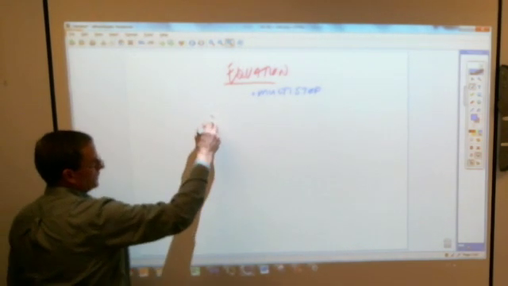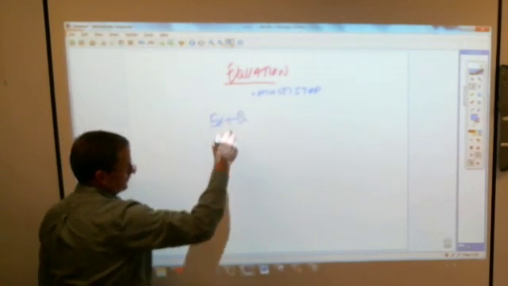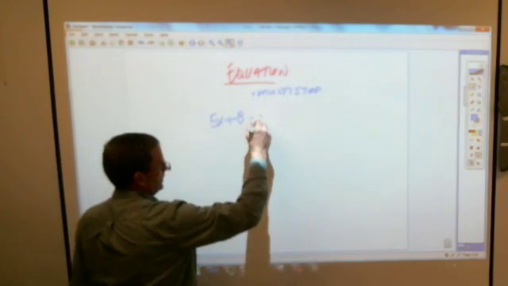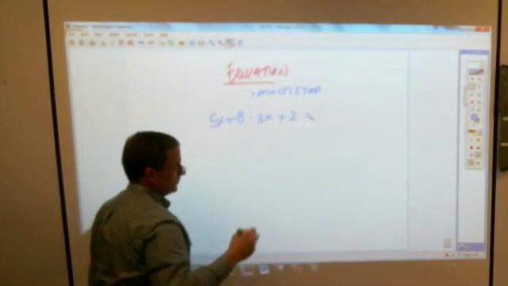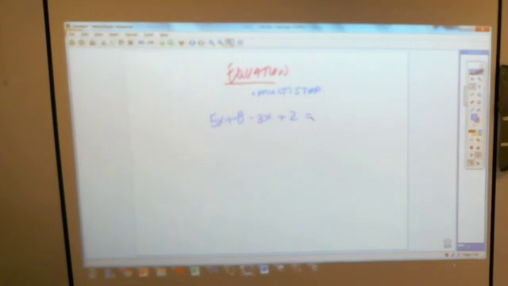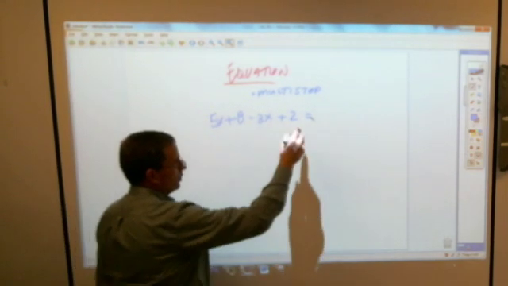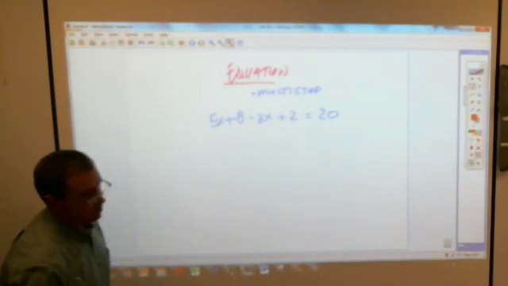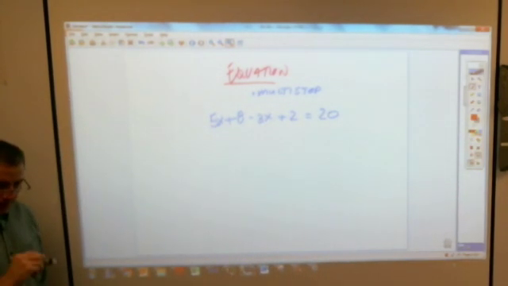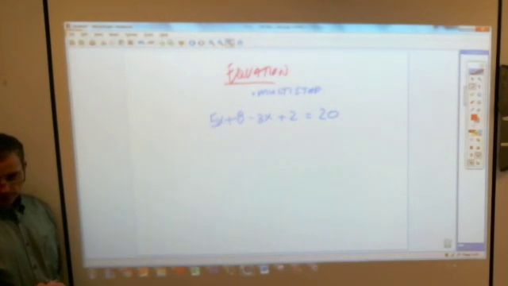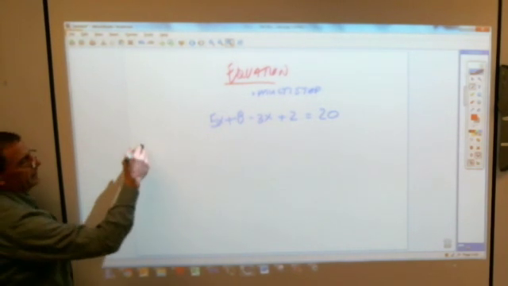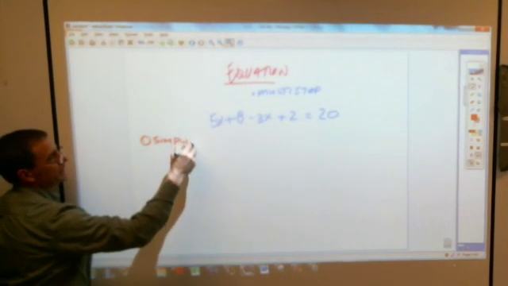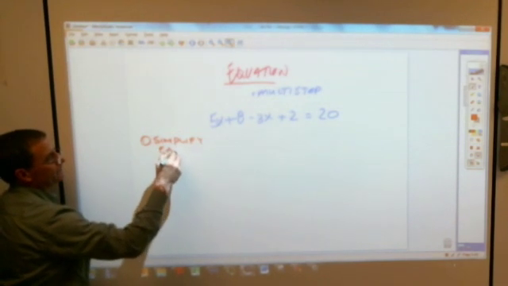5x plus 8 minus 3x plus 2 equals 20. What do you suppose the first step you should do any time you see a long equation like that? Ultimately, well, yeah, Tyler. Combine like terms. Yeah, I will say it like this. First of all, you want to simplify each side first.